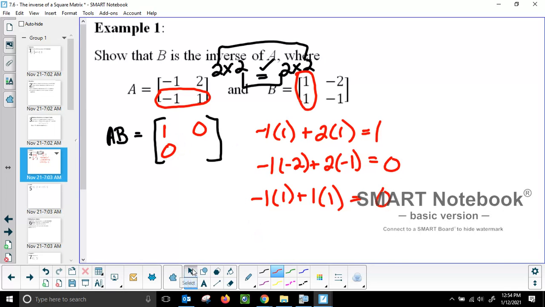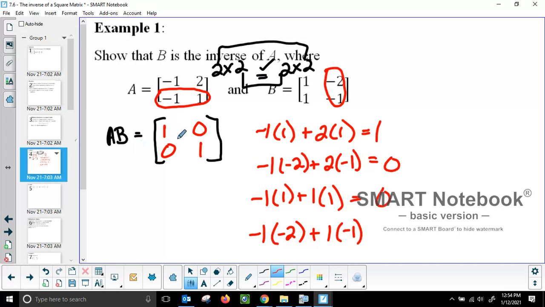And finally, our last entry here is row 2, column 2. So I'm already at row 2 here. I go column 2 over here. And now I get -1 times -2 plus 1 times -1. That is 2 plus -1, which is 1.